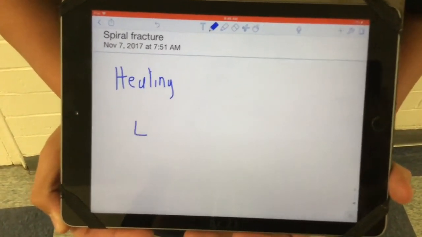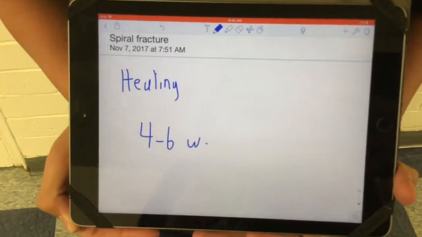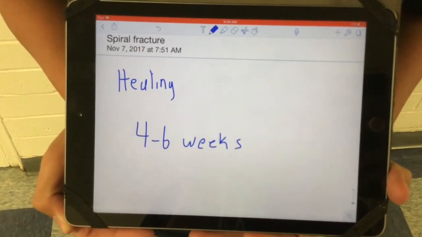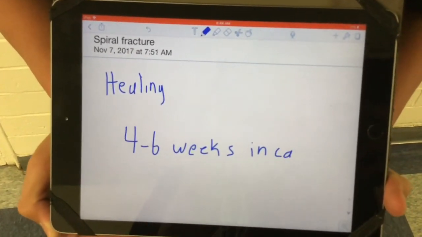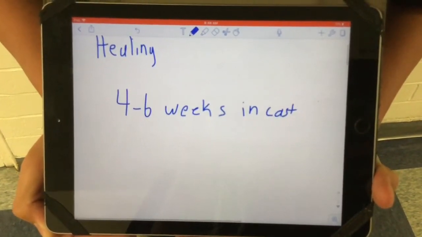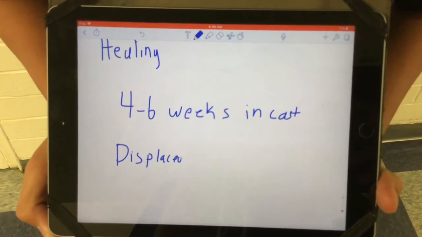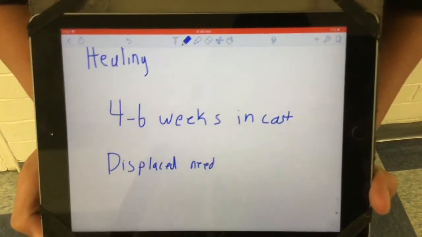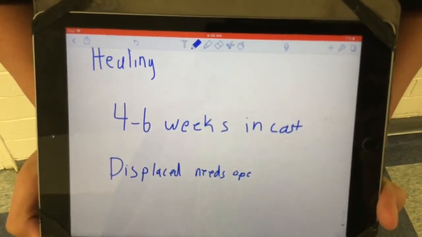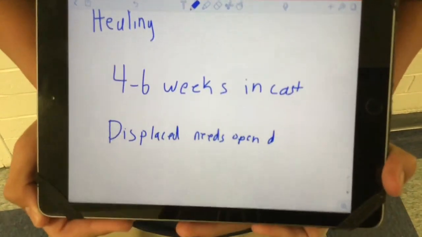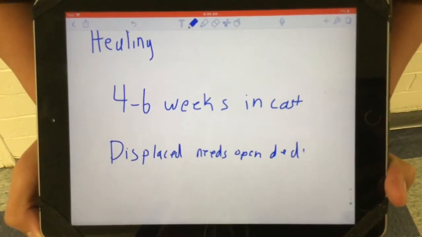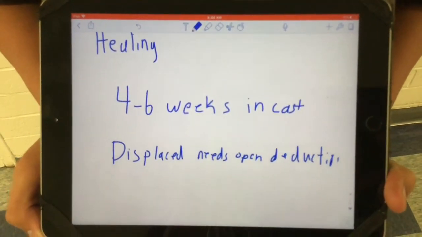Healing. Healing for an undisplaced bone takes about 4 to 6 weeks in a straight cast. This allows the bone to completely heal and completely come back together. In a displaced bone fracture, the doctor needs to perform open surgery on the bone so that it can be in the same spot, and it is still in a cast for time to heal.